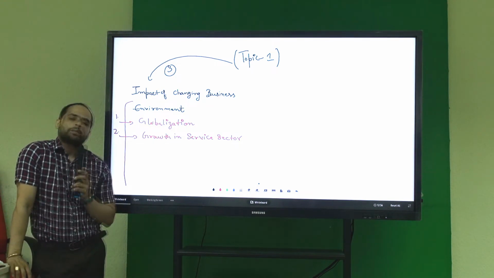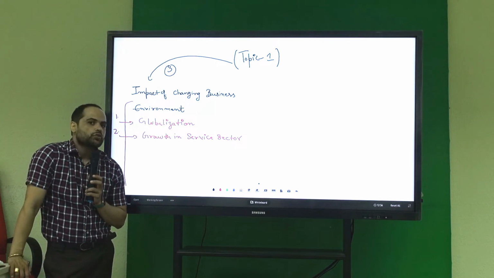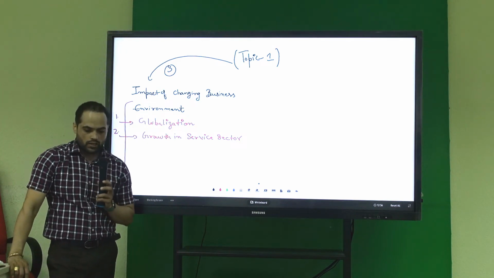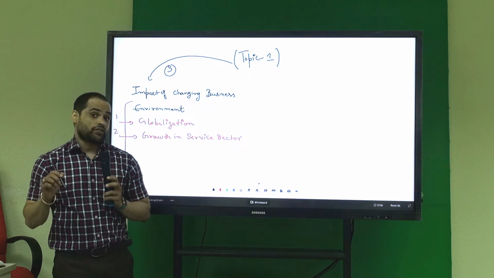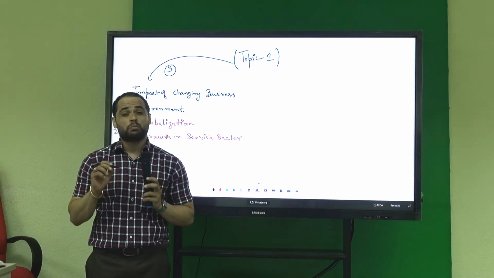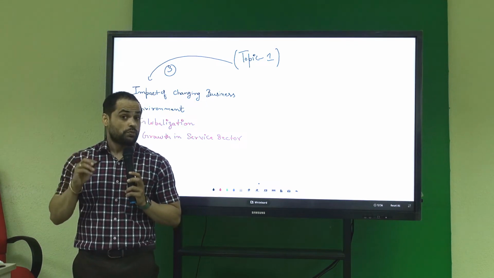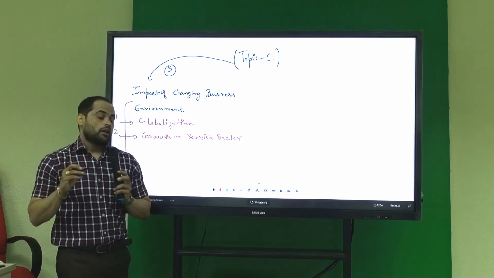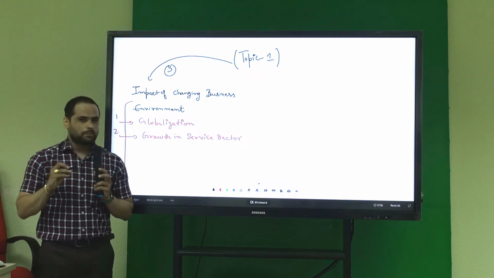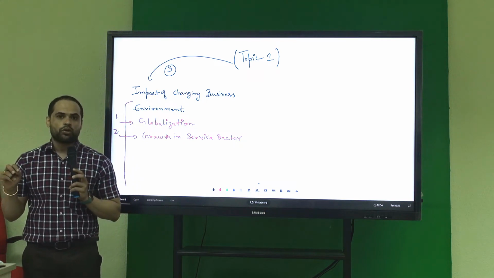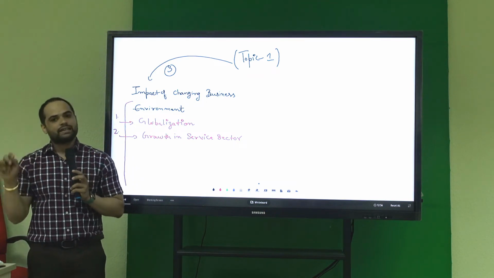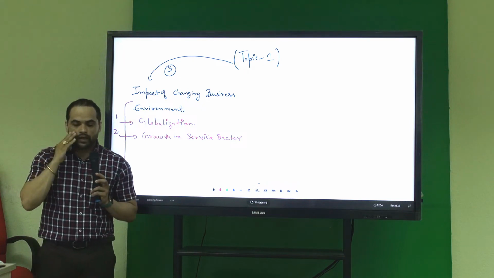US and UK are the countries in which the service sector contributes more than 70% of the country's GDP. So which means we can see that the service sector is playing a very important role in order to grow the companies and the country. All right.